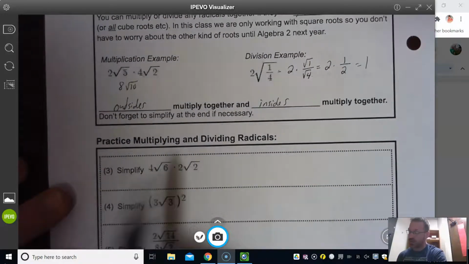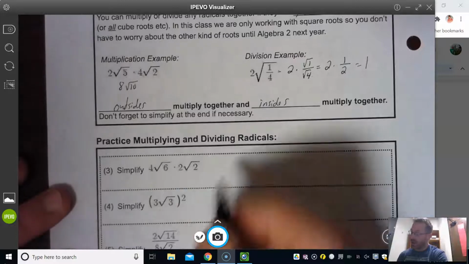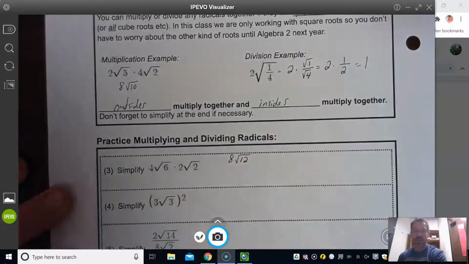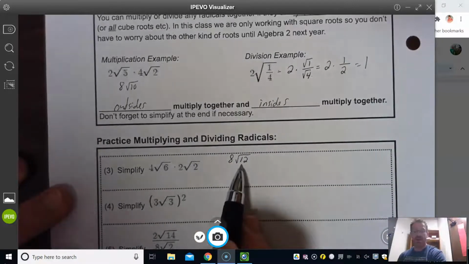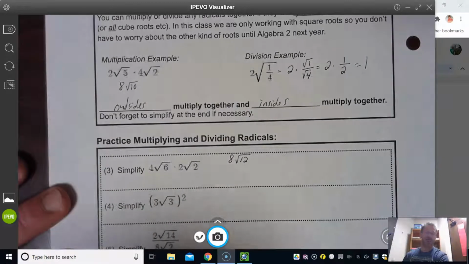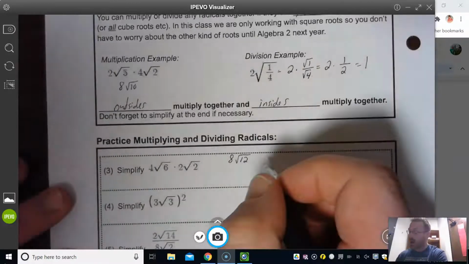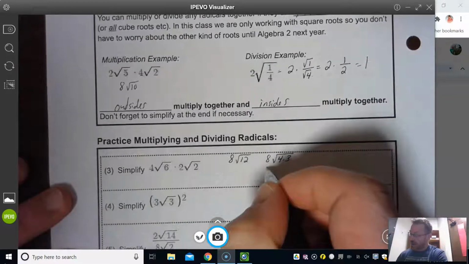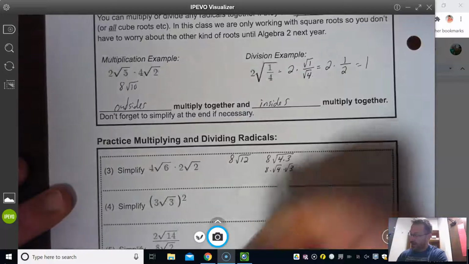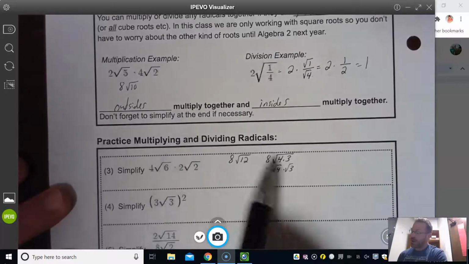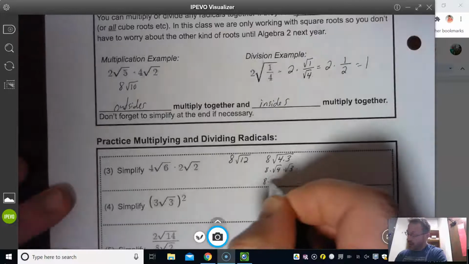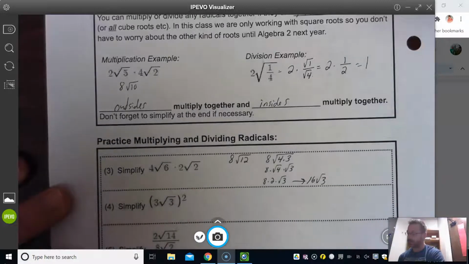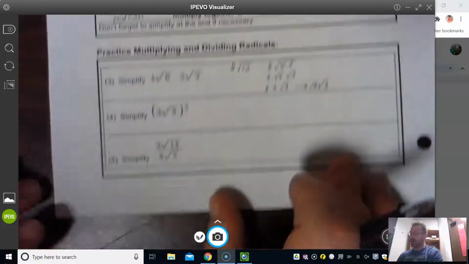I'm going to do number 3 here. Once again, notice I'm going to multiply what's on the outside, that's an 8. And I'm going to multiply what's on the inside, and that gives me the square root of 12. Now, once again, I have to look at what number I have on the inside, and do I have a perfect square that's a factor of that number? Since I have 12, I do, because this is 4 times 3. So this is 8 times the square root of 4 times the square root of 3. Now the square root of 4 is 2, so I get 8 times 2 times the square root of 3, which gives me my final answer of 16 root 3. Now let's look at number 5 here.